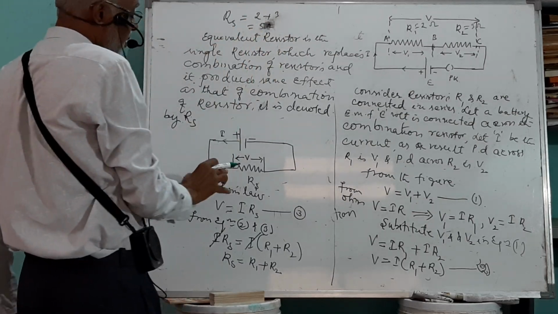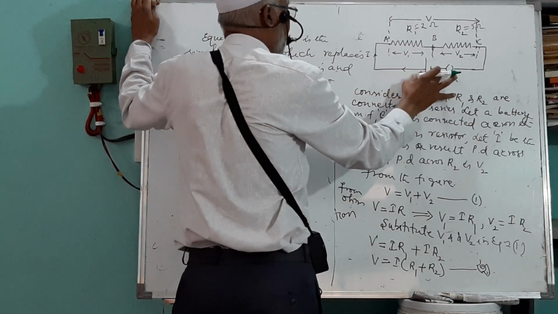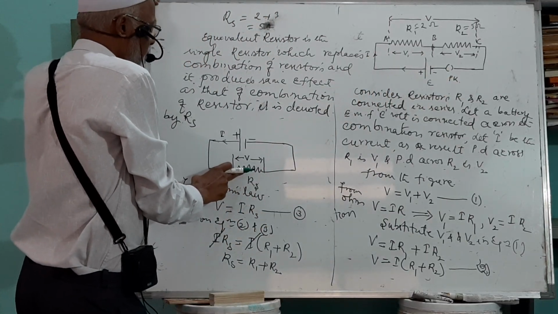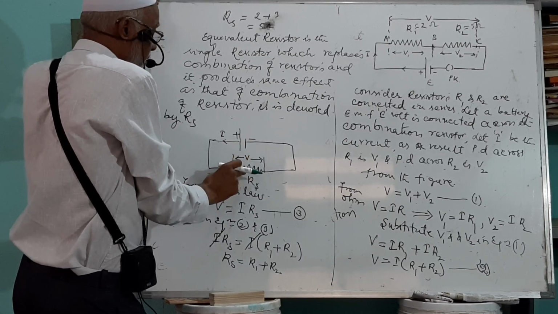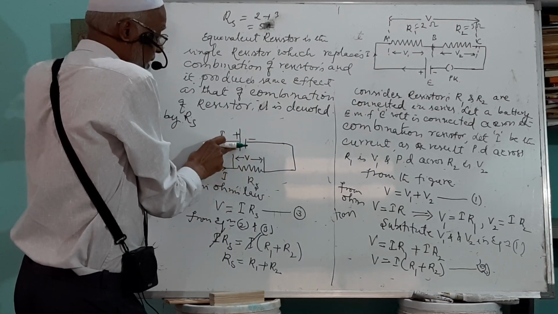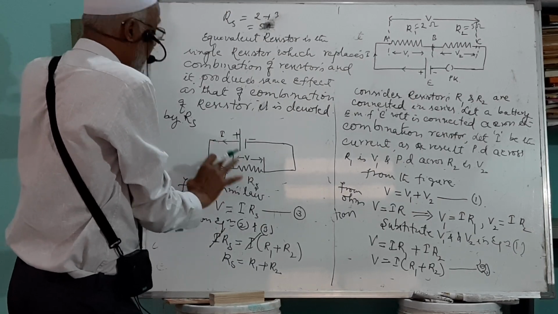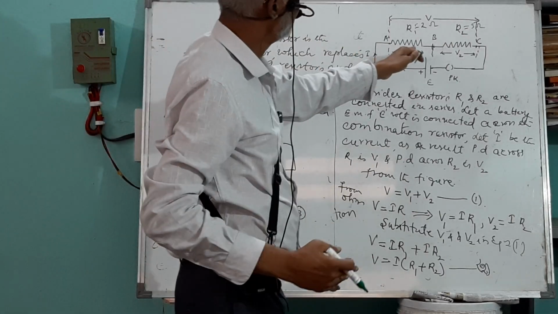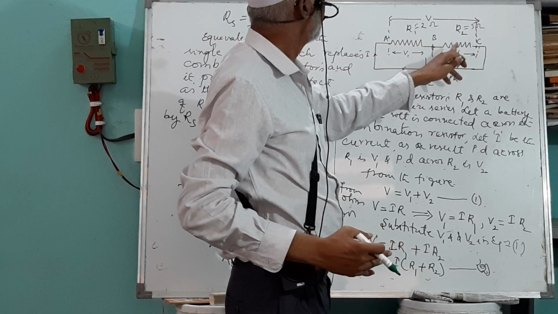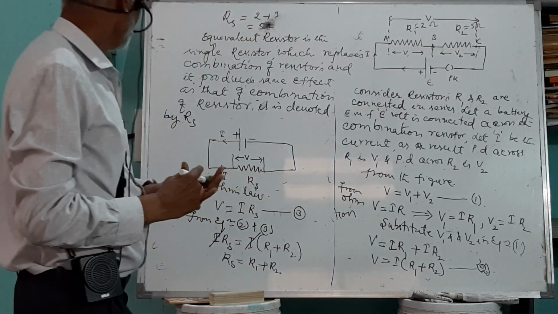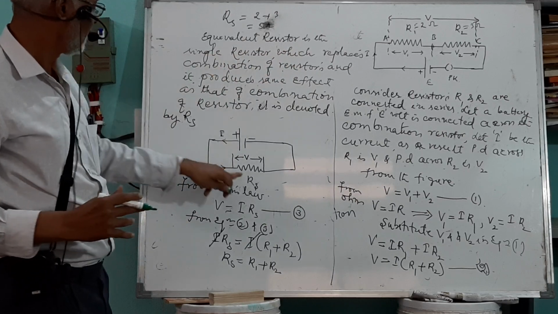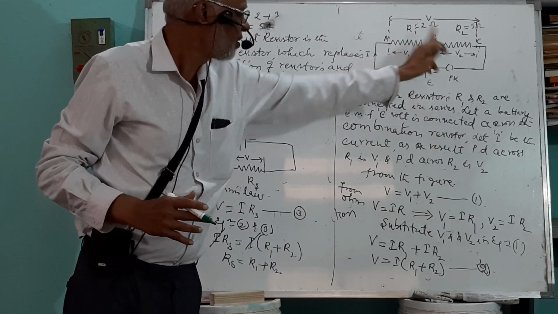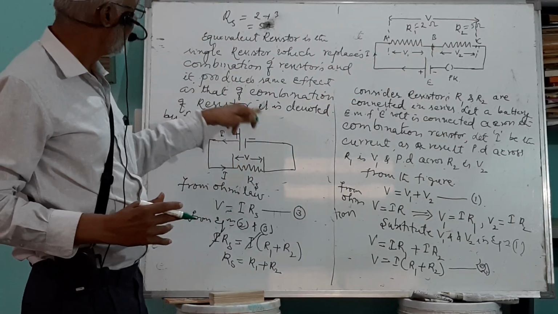In order to draw the same amount of current from this battery, the single resistor should be what? 5 ohm resistance. You have to connect it to this battery. As a result, you will get the same amount of current as when you use the two resistors in series. The equivalent resistor is a single resistor which replaces the combination of resistors and produces the same effect.